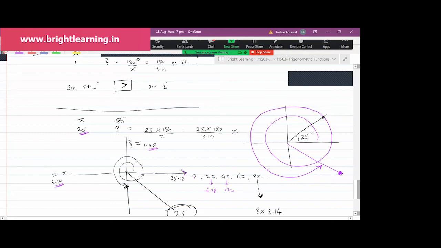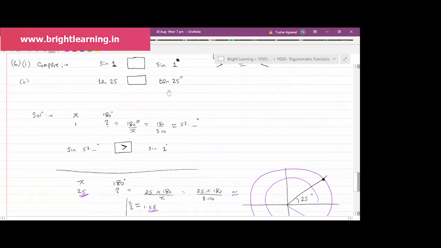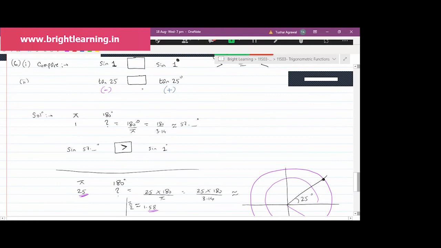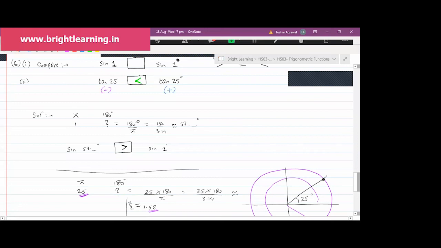So you can obviously see that tan of 25 degree is positive. This value is positive, and tan of 25 is negative. So just by the sign, we can compare that tan 25 will be less than tan of 25 degrees. If you tell me to calculate the value of tan 25, I will tell you I cannot calculate. Even now, I cannot calculate.